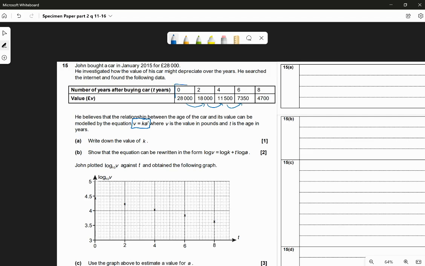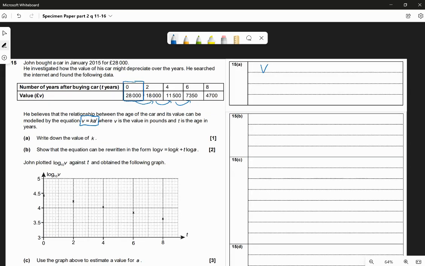Because I do know the value when t is 0. So I have V equals K times A to the power of T, and I know that when t is 0, V is 28,000. That helps me because it removes the problem of not knowing A. When t is 0, I have A to the power of 0, which is just 1. So 28,000 equals K multiplied by A to the power of 0, which is just K times 1.